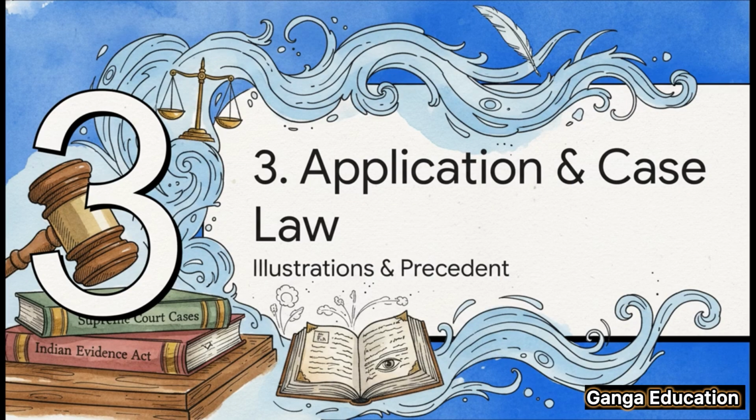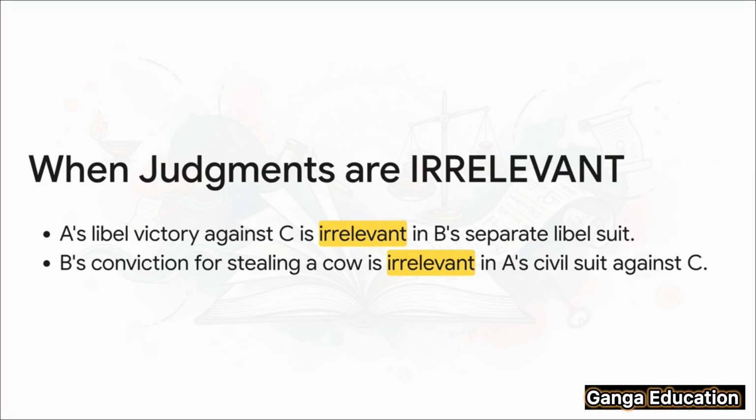All right, theory is one thing, but how does this all play out in a real courtroom? Let's look at some practical illustrations straight from the Adhiniyam, and then discuss a landmark case that really cements this principle. So let's see when judgments are irrelevant. Take illustration A. A sues C for libel and wins. Now B also sues C for a totally different libel. Can B use A's victory as proof? Nope. It's irrelevant because it's a separate case.